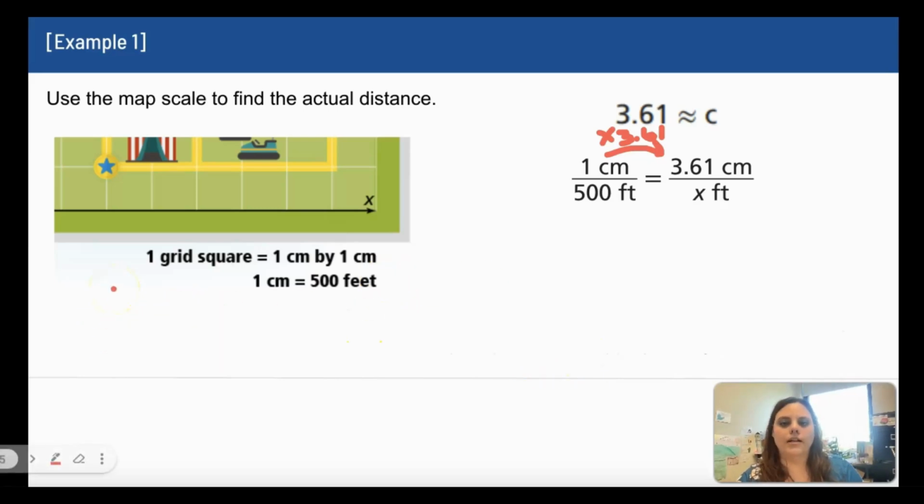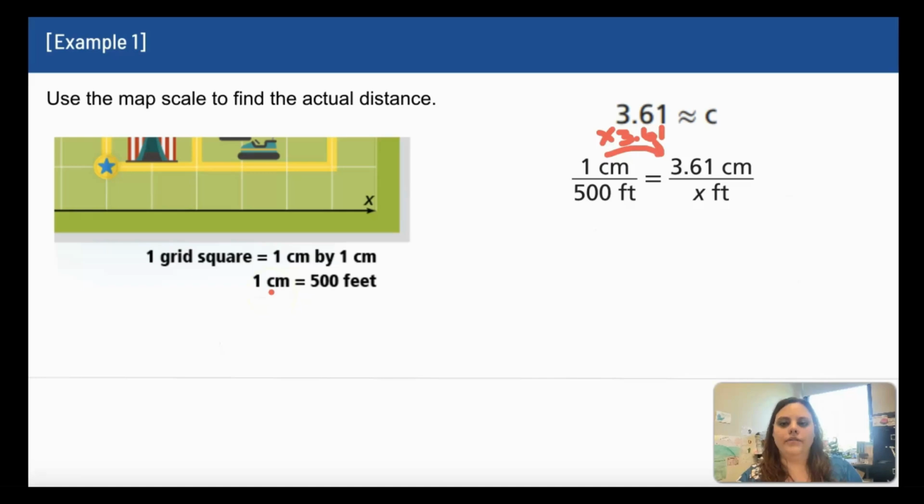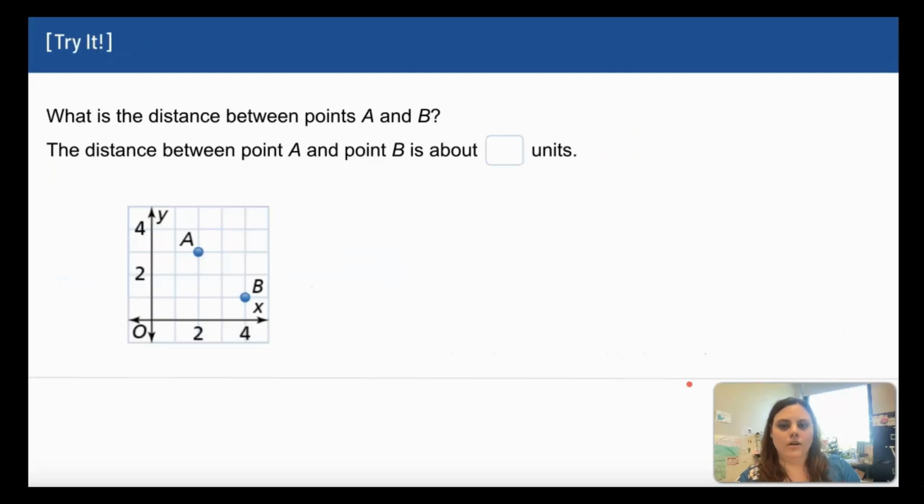Because if they were to, let's back up here, if they were to go down 2 and over 3, they have to walk 5 centimeters, and 5 times the 500 feet is how we get 2,500 feet. So Thomas, who says it's shorter to go straight, does walk a shorter distance than Jim, who walks the yellow path, and he walks 2,500 feet. So we used the Pythagorean theorem to find the distance between points on a coordinate grid.